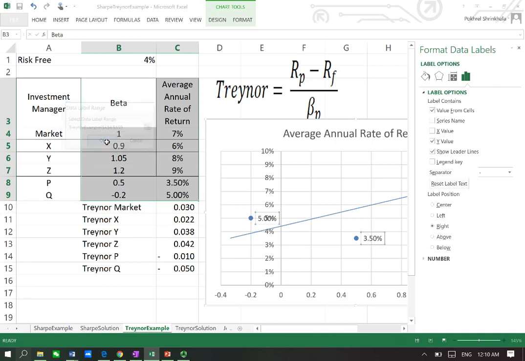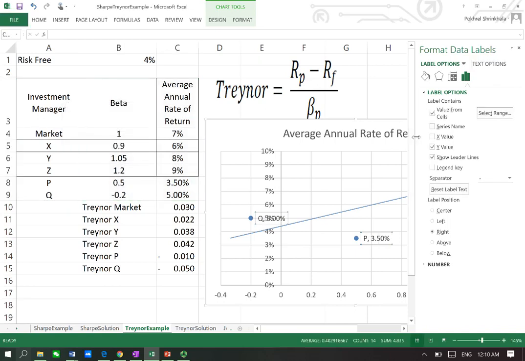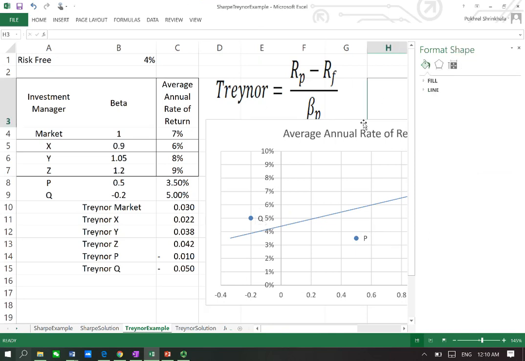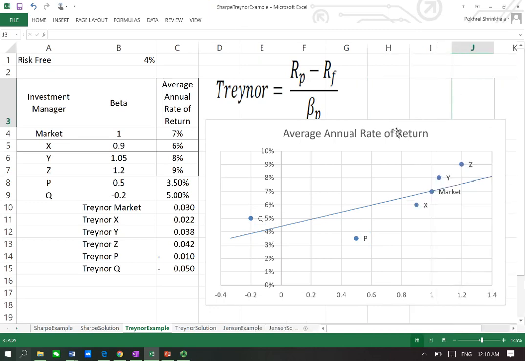Okay, and now I should be able to remove this as well. Yeah. Okay, so now you see portfolio Q is this one. This is above the SML line. So this means this is not doing poor. This is giving superior risk adjusted return actually.